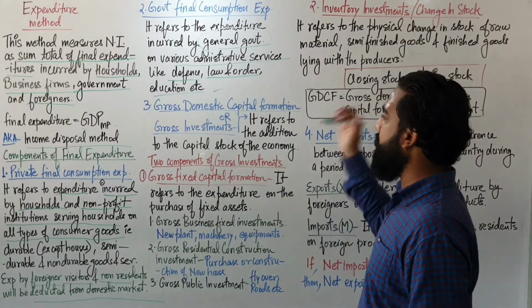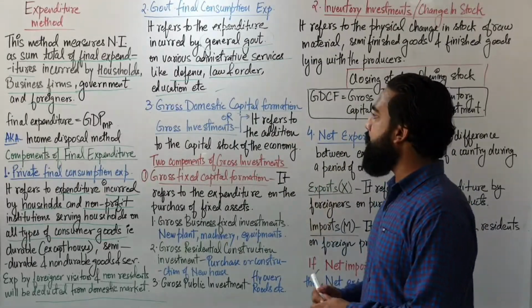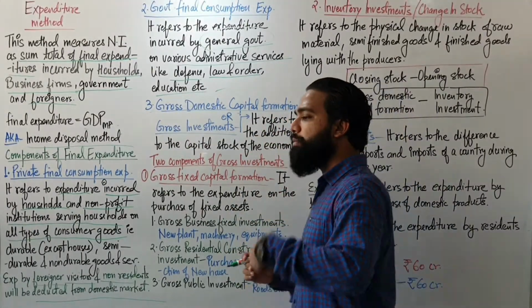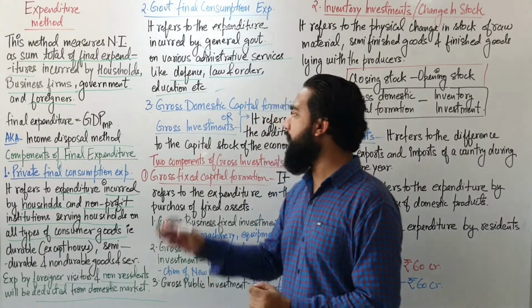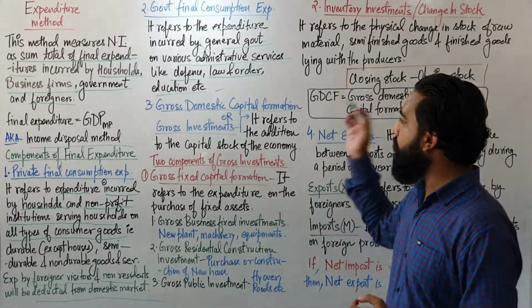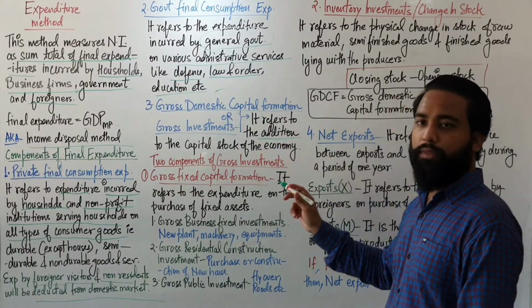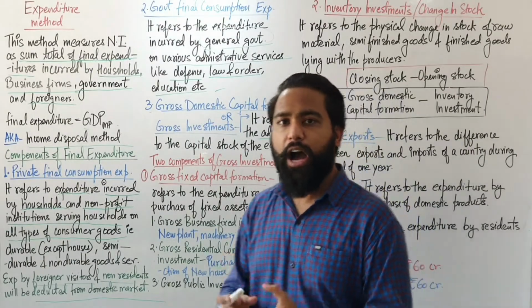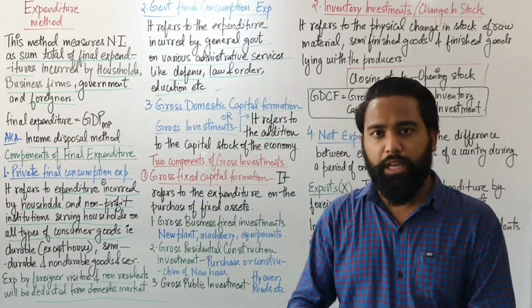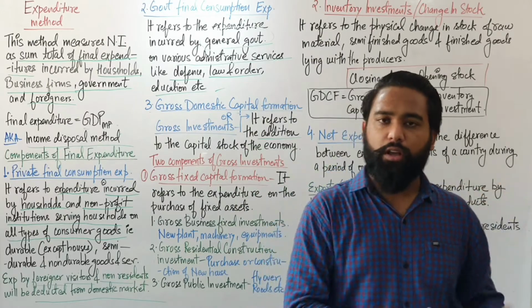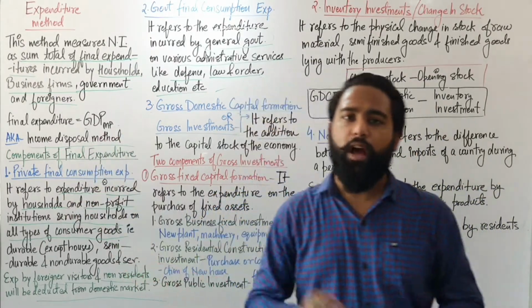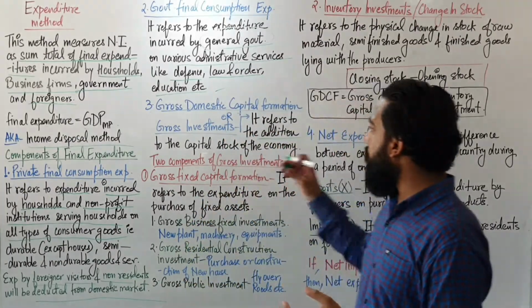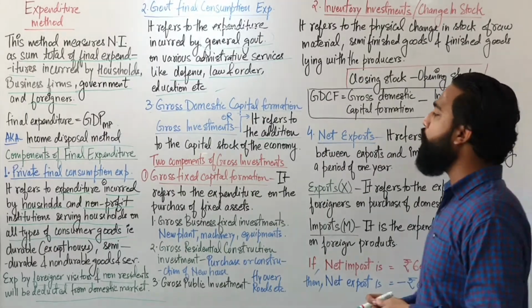Now, the most important one, the third one. The third one is gross domestic capital formation, or gross investment. In the previous chapter, you have studied the gross investments. It refers to the addition, whatever capital stock or fixed assets you are buying in addition to the other stock. Suppose you already have 5 machineries. Now, you have bought 5 more. Then the gross investment will be the 5 more machineries.